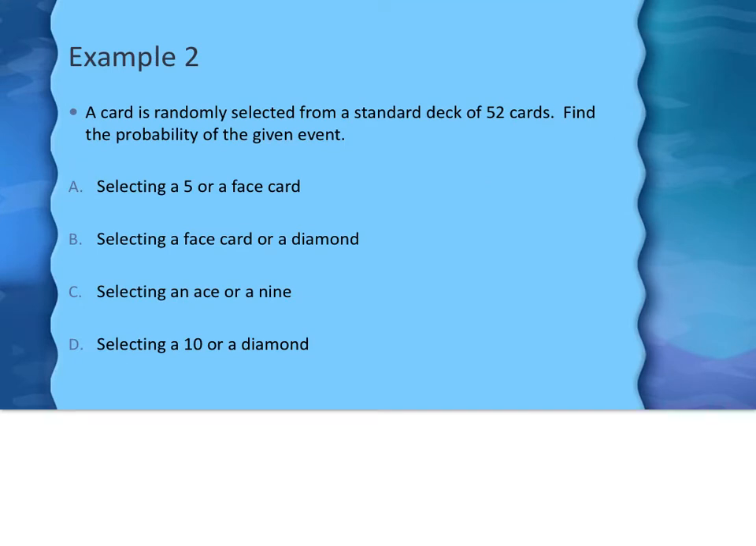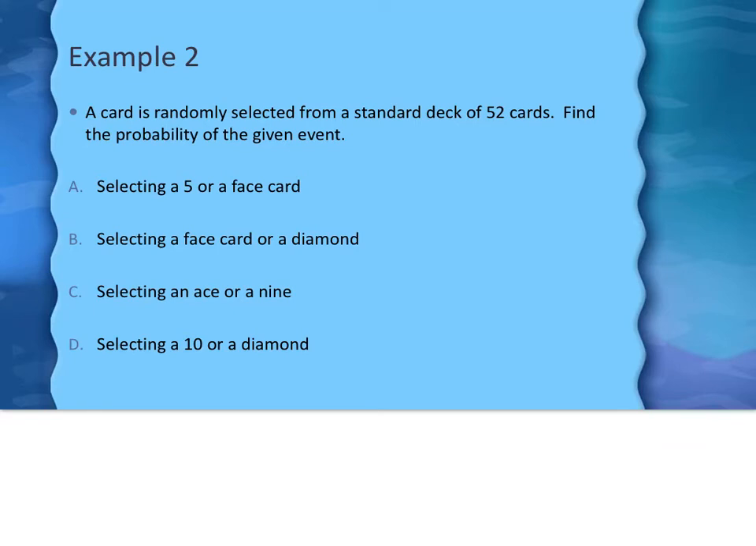Okay, a card is randomly selected from a standard deck of 52 cards. Find the probability of the given event. Again, you want to approach it, is it disjoint or is it overlapping? And then go from there. So A, selecting a 5 or a face card. Can it be both a 5 and a face card? No, so these are disjoint.